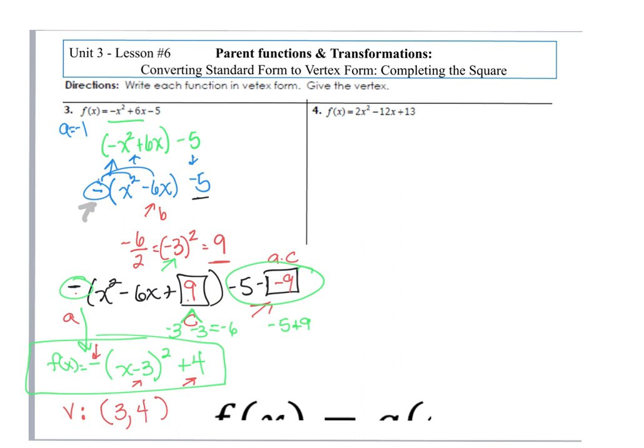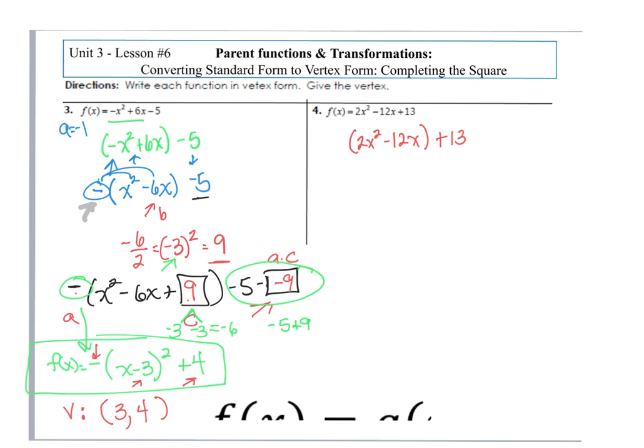Okay, on number 4, we are in standard form. We have f of x equals 2x squared minus 12x plus 13. I want to change this to vertex form. So I'm going to start by making a grouping out of my x squared term, so 2x squared minus 12x. That's the a and the b terms here. We put them in parentheses and we kick our constant on the outside.